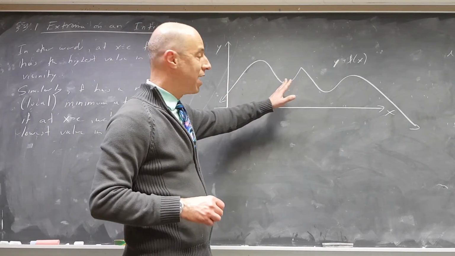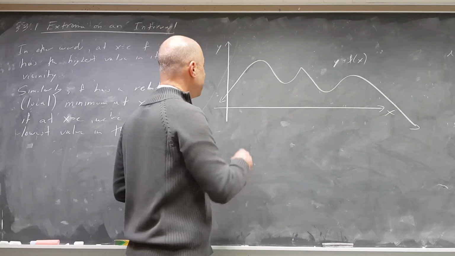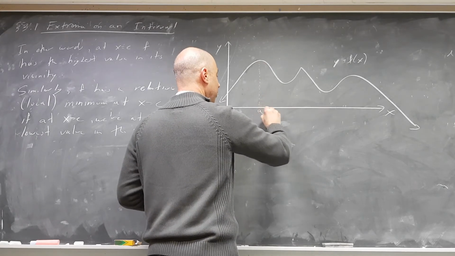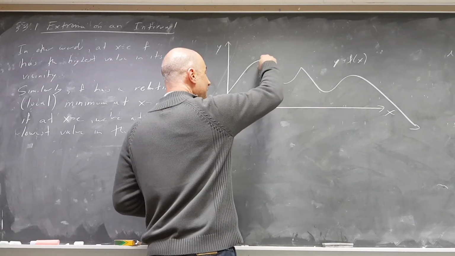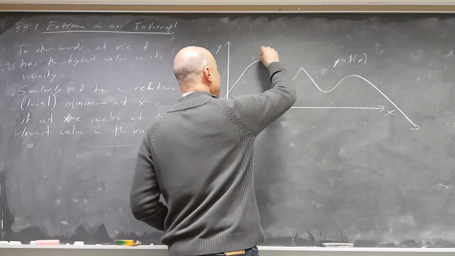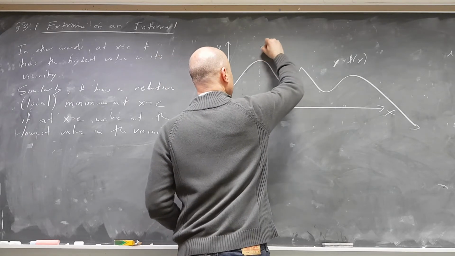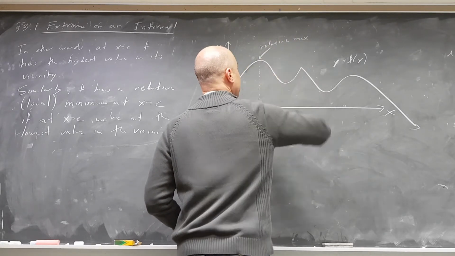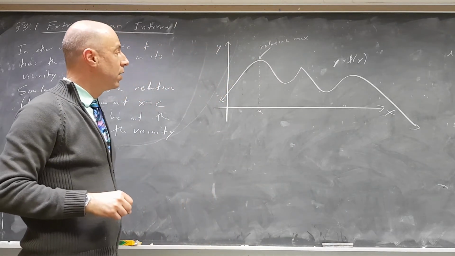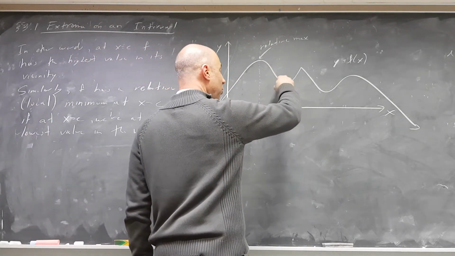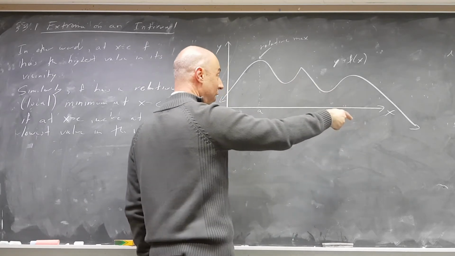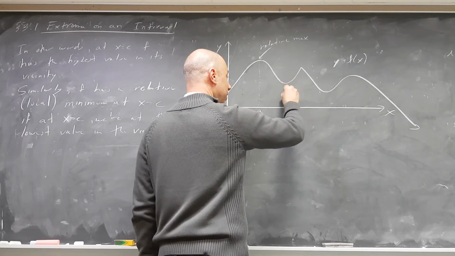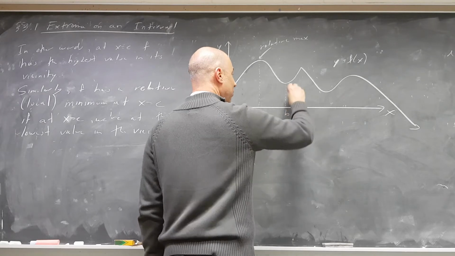Your picture doesn't have to look exactly the same as you take your notes, but you can see that, let's call this x equals a. At x equals a, we're at the highest point in our vicinity. So we have a relative maximum right here. When we get down to this point, we're at the lowest point in our little vicinity here. We're not at the lowest point anywhere, but we're at the lowest point in our vicinity. We have a little region around here where we're at the lowest point. So at x equals b, we have a relative min.